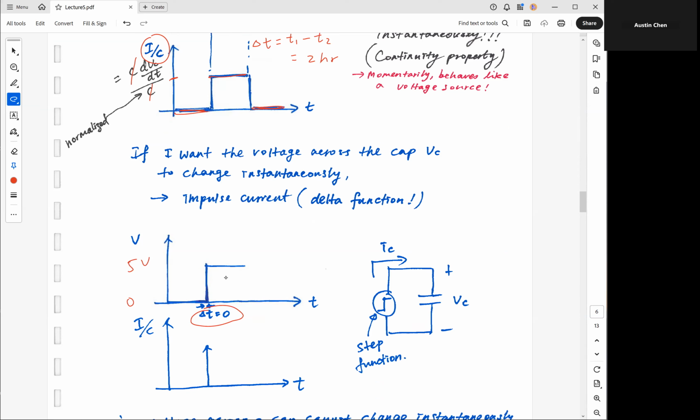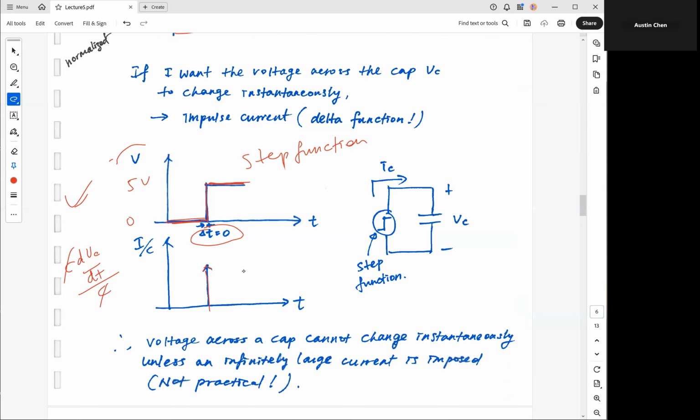Well, let's still plot this I over C. I is equal to C dVc over dt, and then divided by C. So basically we are taking the derivative of the top plot here. If you take the derivative of this sudden jump, this is a staircase, a step function with a sudden jump going from 0 to 5 volts, then you're going to see that in order for this to happen, you're going to need an infinitely large amount of current. And unfortunately, we don't have that infinite amount of current to make this happen in no time or instantaneously.